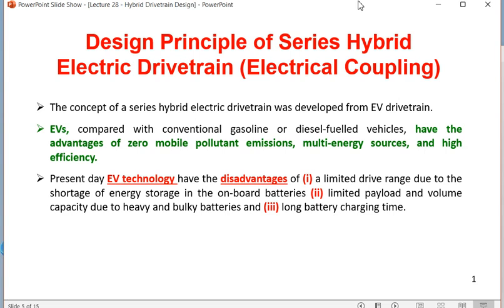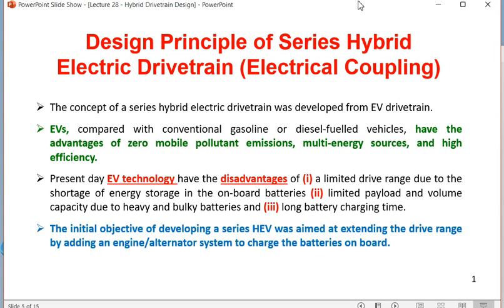Second is limited payload and volume capacity. That means the battery itself is very heavy and bulky. That actually eats up a lot of payload in case of electric vehicle. That means its person carrying capacity or load carrying capacity reduces, because from the beginning itself it becomes very heavy. The third main disadvantage of battery based vehicle is long battery charging time. But then also EVs are preferred over IC engine based vehicles because of their zero mobile pollutant emission, and the efficiency of the electric vehicle is also quite high.